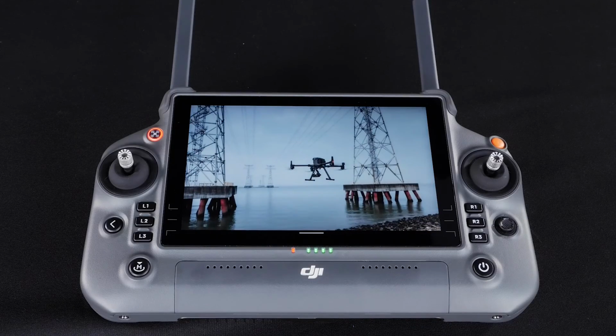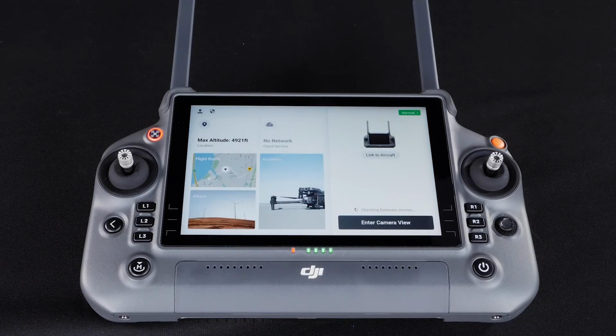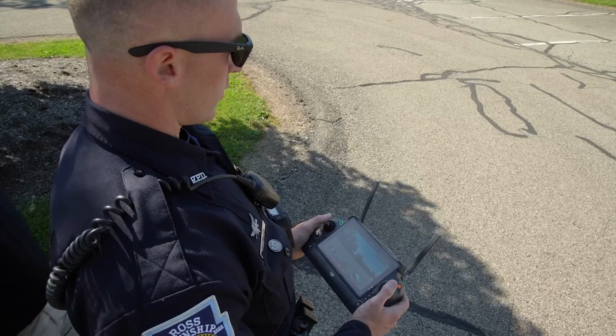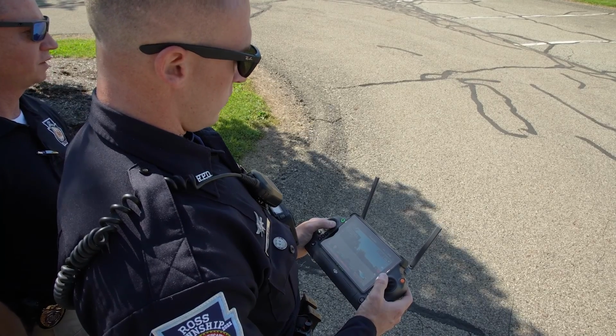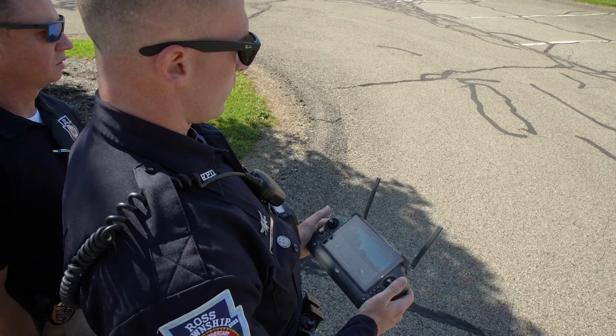DJI says that the RC Plus is going to be compatible with the Mavic 3 Enterprise. As of right now, November 2022, it's not. They're saying Q1 of 2023.